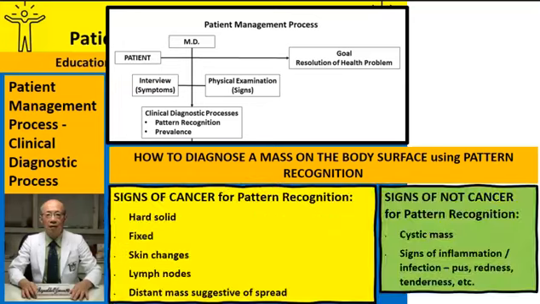Signs of cancer that can be used for pattern recognition are hard solid mass, fixed, skin changes, presence of lymph nodes, distant mass suggestive of a spread. On the other hand, signs of not cancer that can be used for pattern recognition: cystic mass, signs of inflammation and infection such as pus, redness, and tenderness, etc.